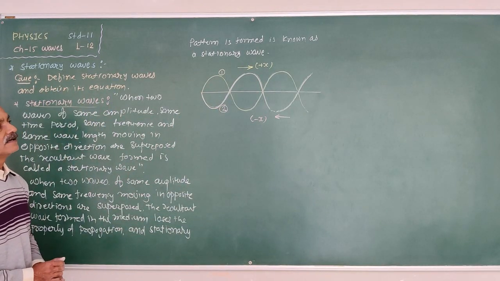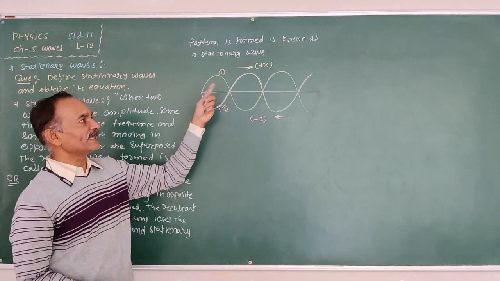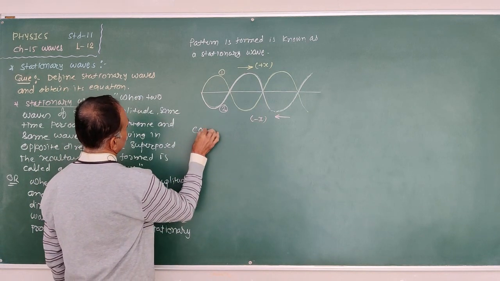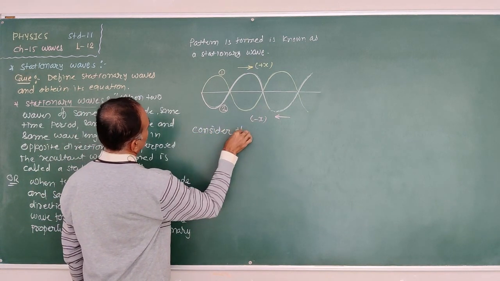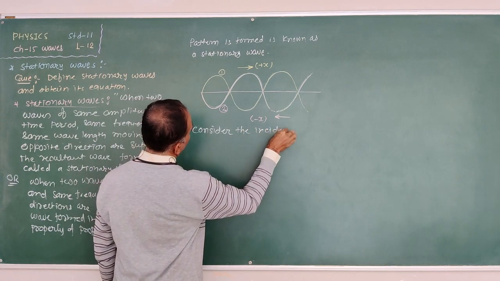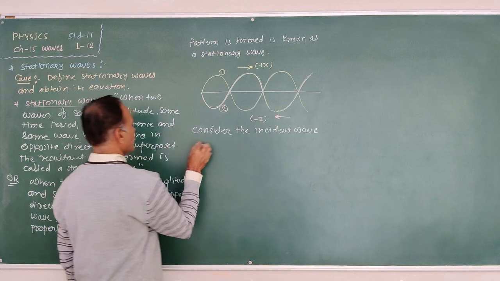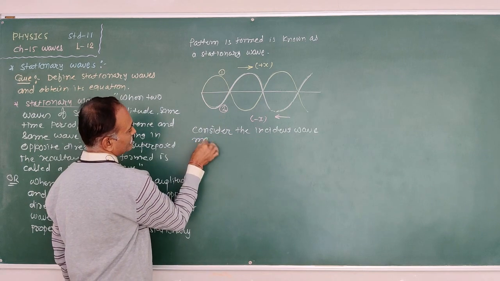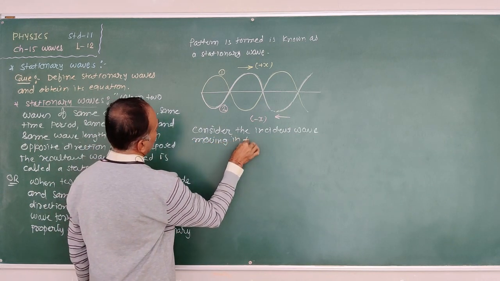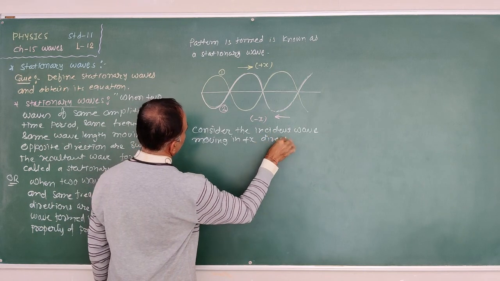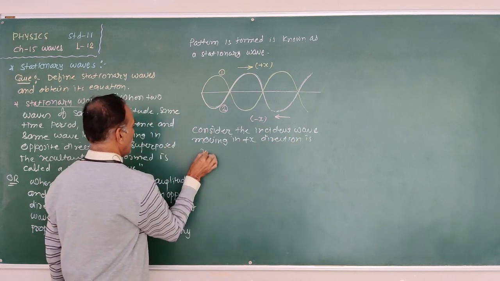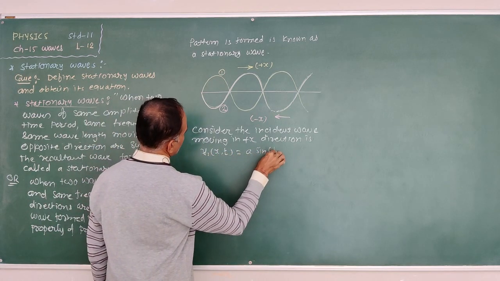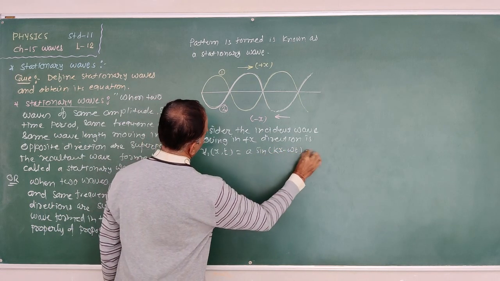Consider the incident wave propagating, or moving, in positive x direction. Moving in positive x direction, y1(x,t) is equal to a sin(kx minus omega t). That is equation 1.